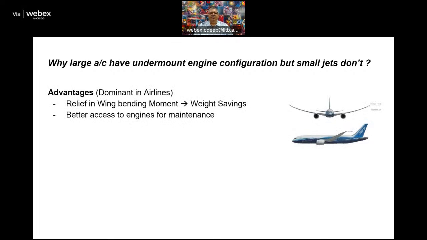So for airlines which use large aircraft, by providing an engine mounted below the wings, you provide what is called a relief in the wing bending moment. As you can see in this small animation on the right hand side, the wing of an aircraft undergoes a large amount of flexure or bending because of the aerodynamic load acting on the wing, or the lift load acting on the wing.